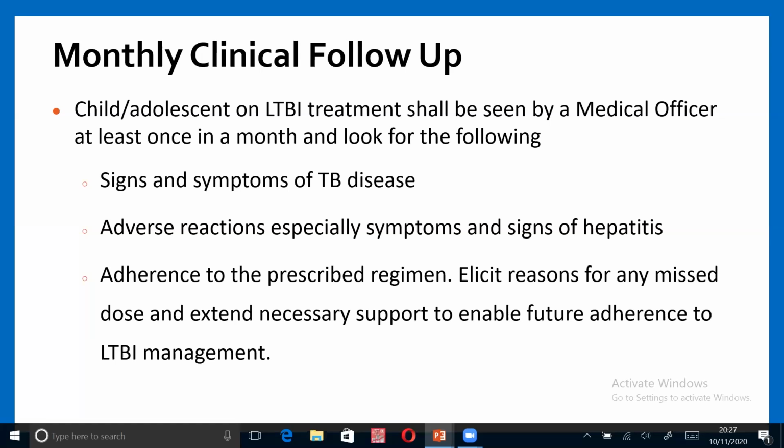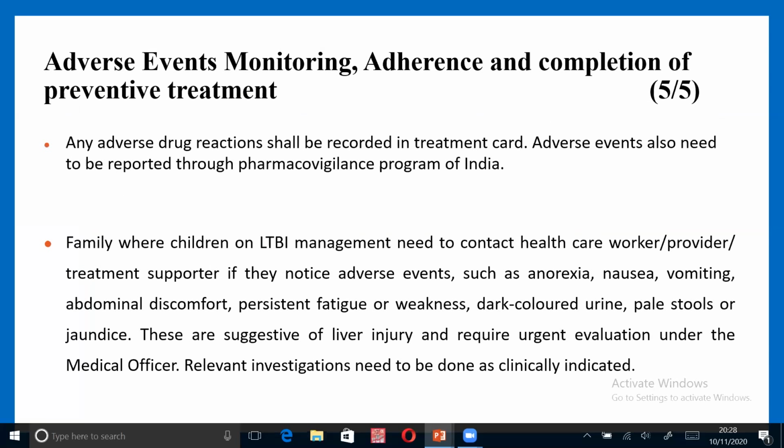And in case they are missing some drugs, it may be due to some minor side effects like abdominal pain, or the child saying that she doesn't feel well taking it. Then we should always extend necessary support to ensure that these children complete the treatment.